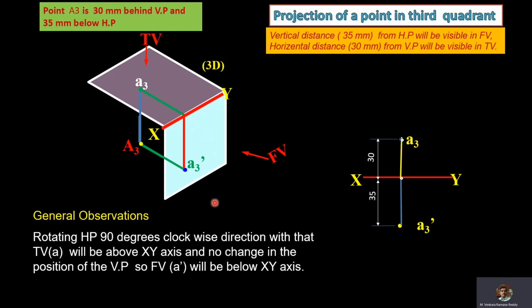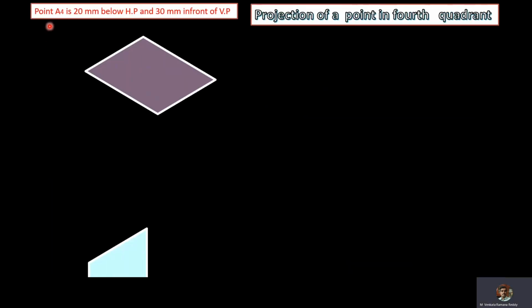That's about position of the point in the third quadrant. Now we'll move towards position of the point in the fourth quadrant. That is, point A4 is 20 mm below HP, 30 mm in front of VP. This is the direction of front view. Front view is projected onto the vertical plane and we are able to see the distance of the point from the horizontal plane. This image is A4 dash.